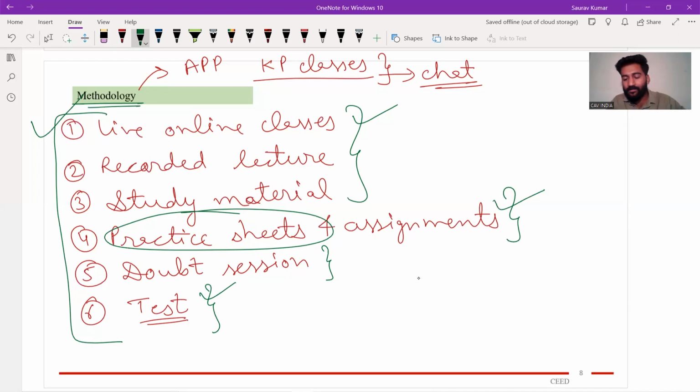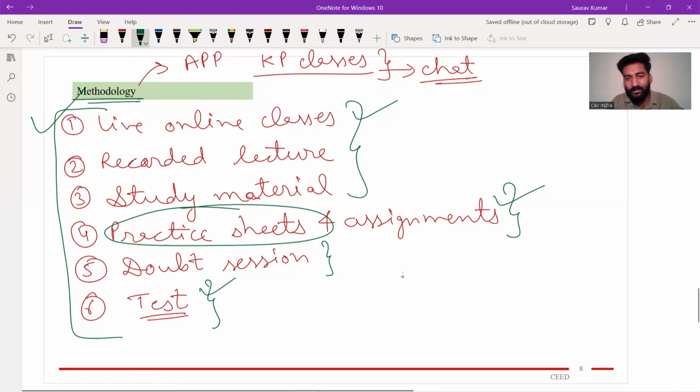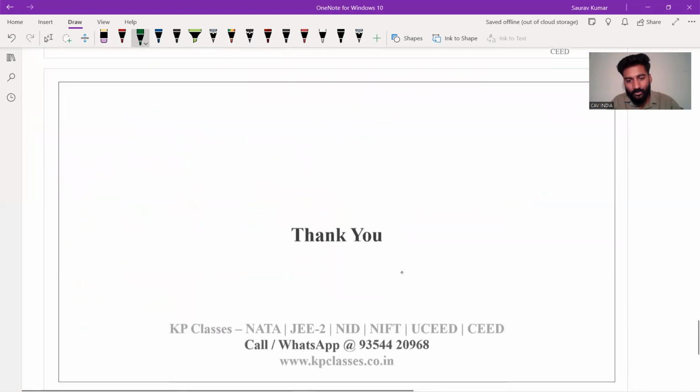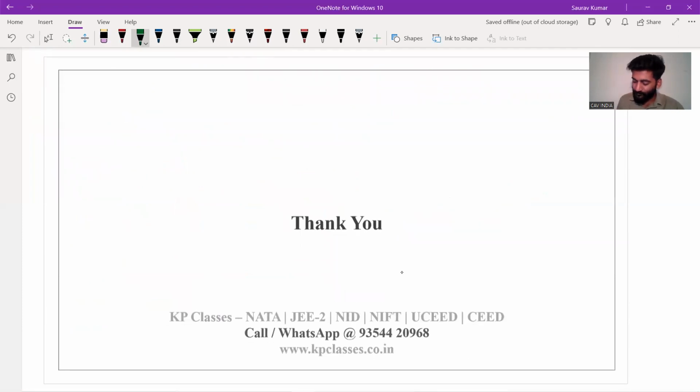So this is the methodology that we follow here in KP Classes. Also, after this, if you face any doubt or want to discuss anything, you can contact us anytime. And also we have all the details here.